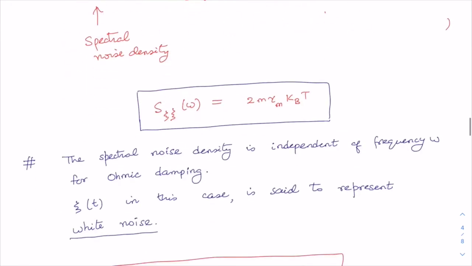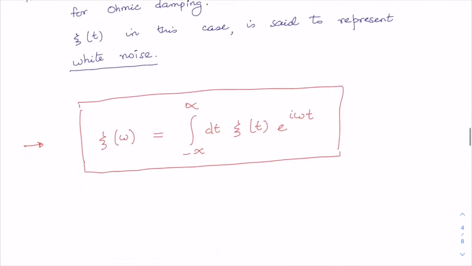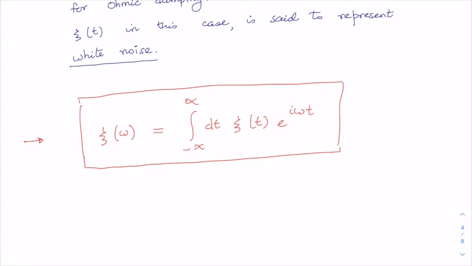We worked out that for ohmic damping, this turns out to be a very simple expression, and it is independent of the frequency. That is the reason that in the case of ohmic damping, the Langevin noise is said to represent so-called white noise. And this Langevin noise can be expressed in the frequency domain also just by taking the Fourier transformation.